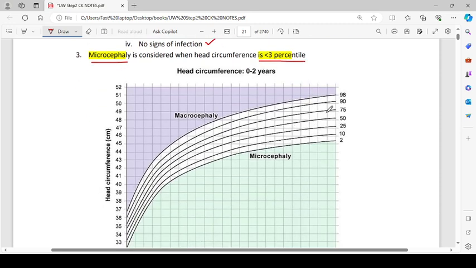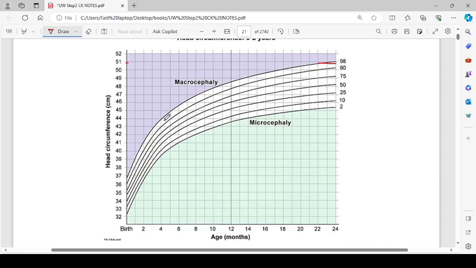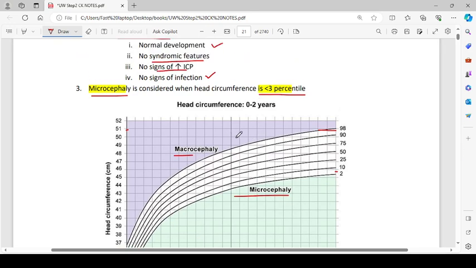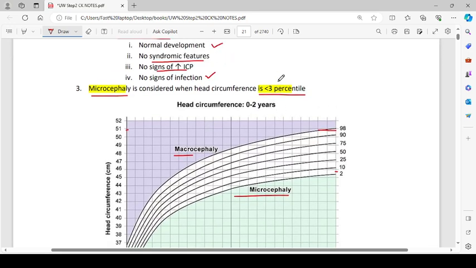So these are percentiles. If the child is lying somewhere over here, like there, and this is 51 centimeters, or 50 centimeters, that is considered abnormal. If it is less than the 3rd percentile, it is microcephaly. If it is more than the 97th percentile, then that is the area of macrocephaly, right? Macrocephaly is more than the 97th percentile.